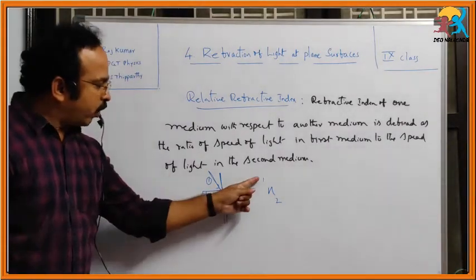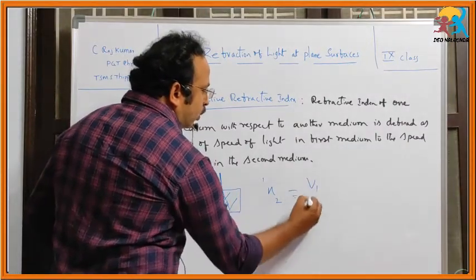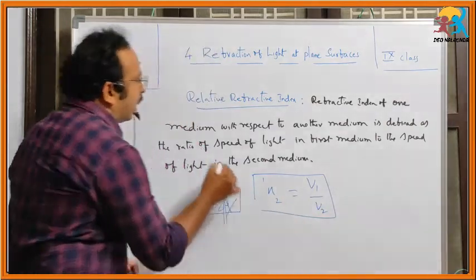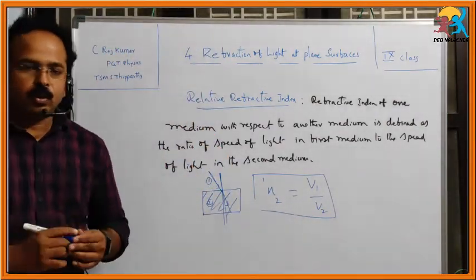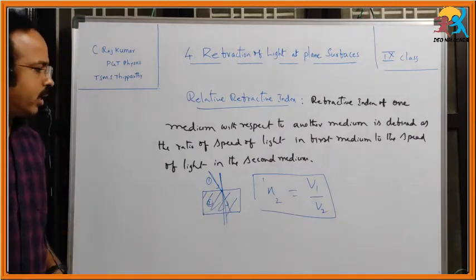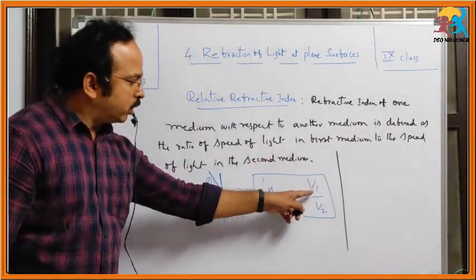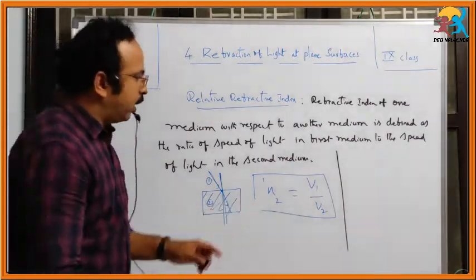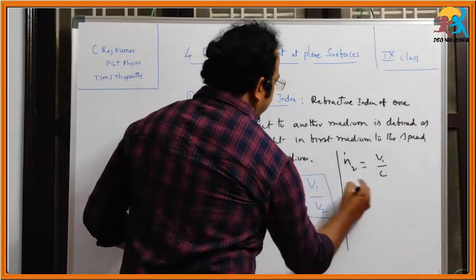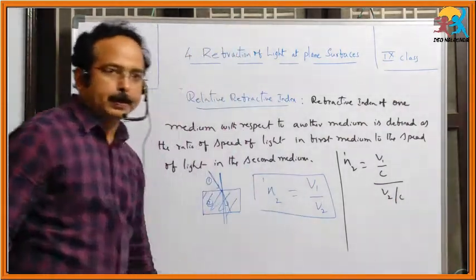Because the light is going from 1 to 2, we define it as the velocity of light in the first medium to the velocity of light in the second medium. This definition we call relative refractive index. To get much more clarity here, this is the whole equation. In both cases you divide by C. Here n12 is equal to v1 by C, divided, and similarly v2 by C, divided.